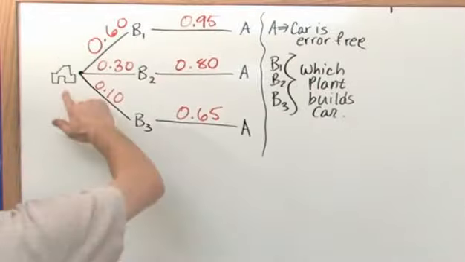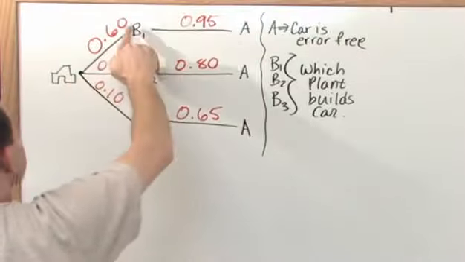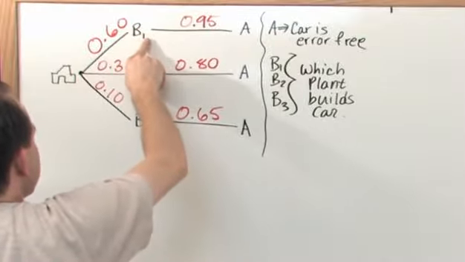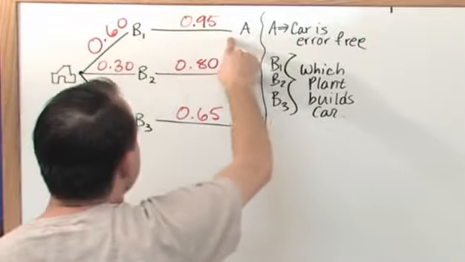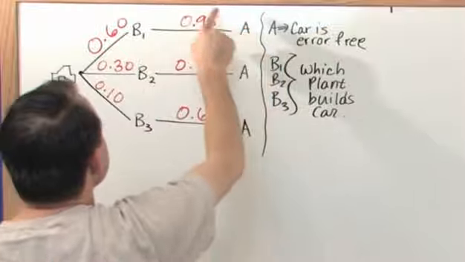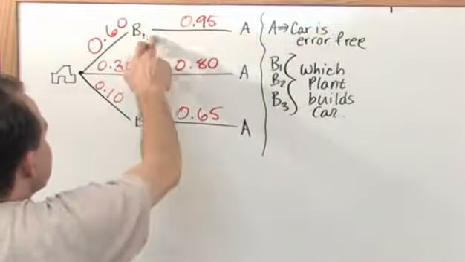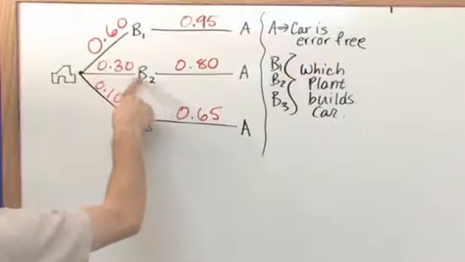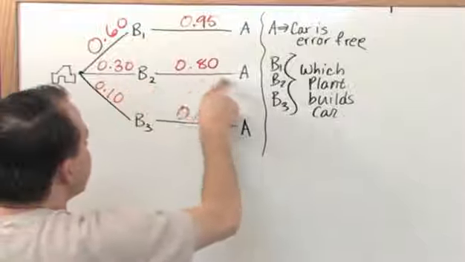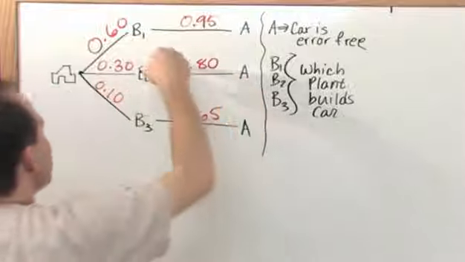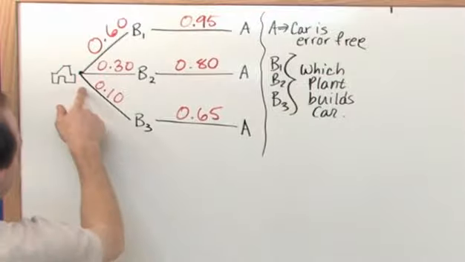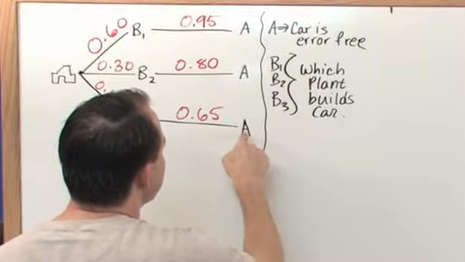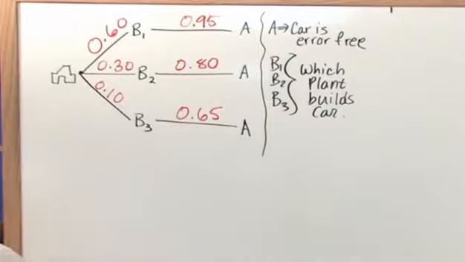Well, each individual path is telling me, if I go along this path, here's the probability of B1, which is that the car was built at B1. This is the probability of a defect-free car given that it was built by B1. That's what this line coming out of B1 is. This means the car was built with a 0.3 probability coming out of B2, and this probability means it's defect-free given that it was built by B2. And the same thing here, 0.1 chance that it was built by B3, and then this number means it's defect-free given that it was built by B3.